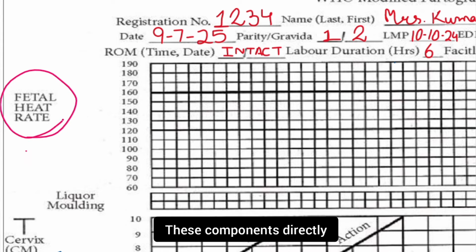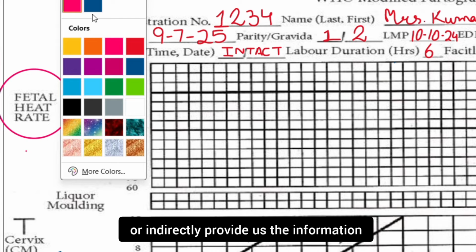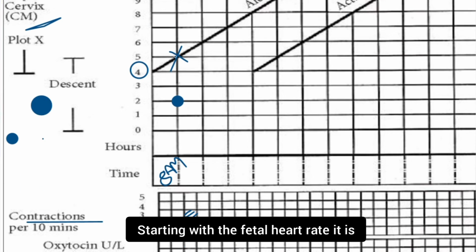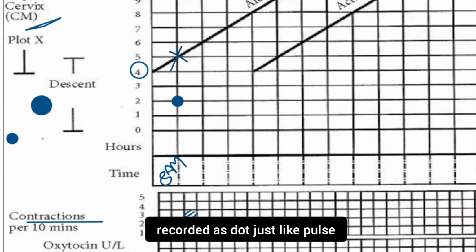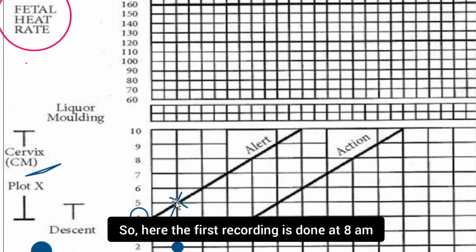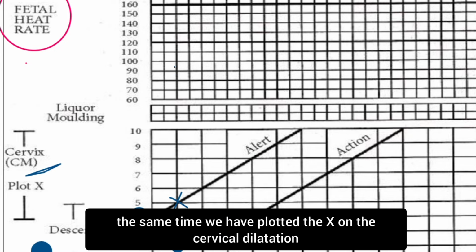liquor and molding. These components directly or indirectly provide us the information regarding the fetal well-being. Starting with the fetal heart rate, it is recorded as a dot just like pulse and is monitored every 30 minutes. So here the first recording is done at 8 am. At the same time we have plotted the X on the cervical dilatation.